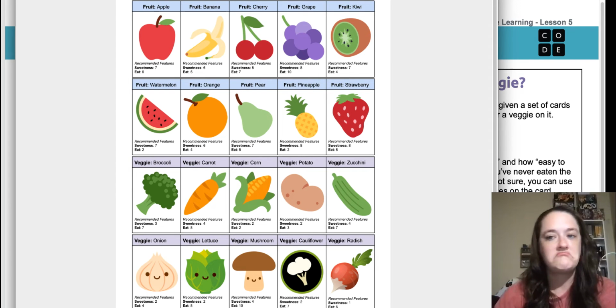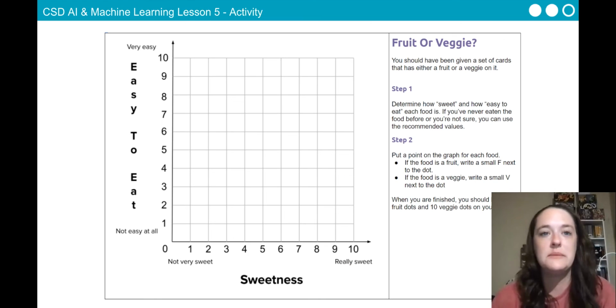Okay. We're going to keep it simple. You don't have to go with those numbers if you don't want to. Okay. Put a point on the graph for each food. If the food is a fruit, write a small F next to the dot.